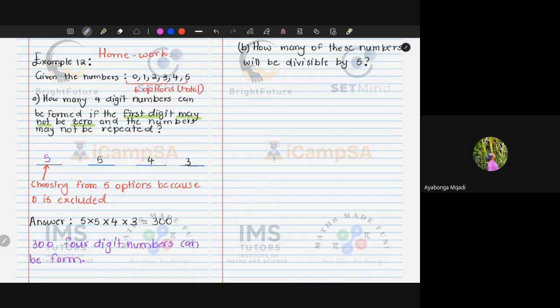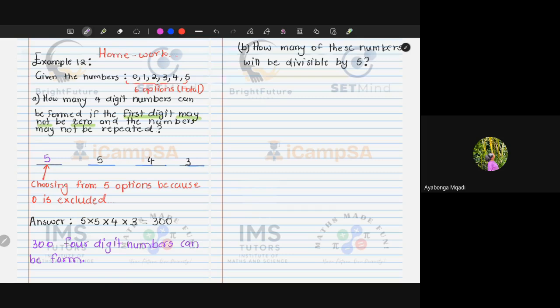So we have 4 spaces there. For the first number, we are going to choose from how many options? 5. Okay, so we are going to choose from 5 numbers. Why 5 numbers? Because there are 5 options. There are 6 options in total. Do you see that? 0 to 5 is 6 numbers. So why should we have a 5 there? Because 0 is excluded. We cannot include the 0, so we have 5 options left.